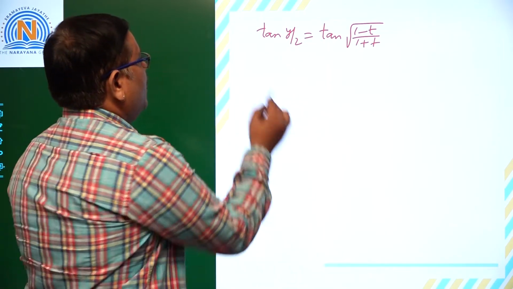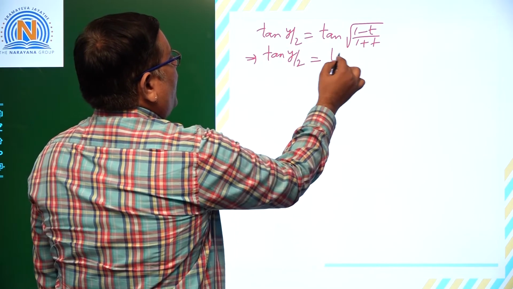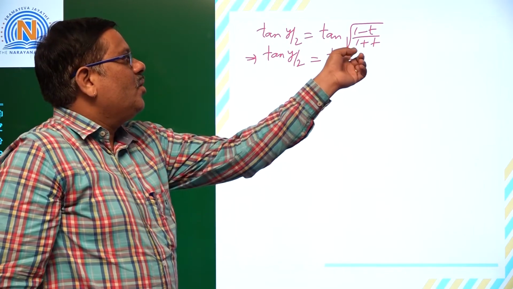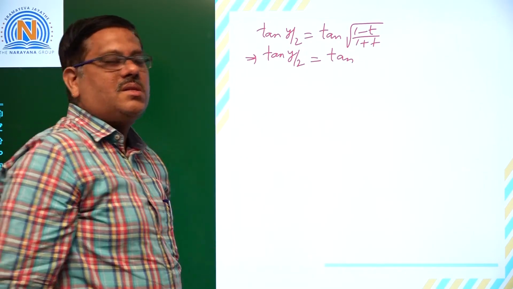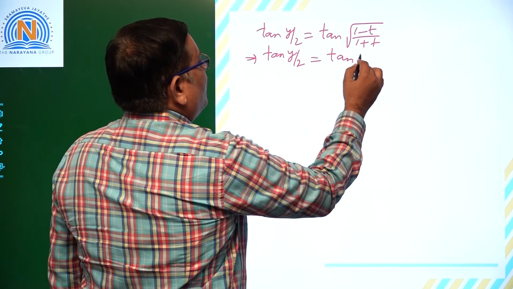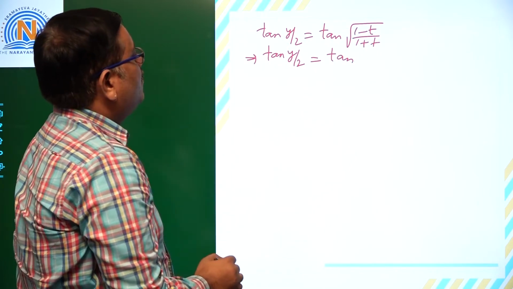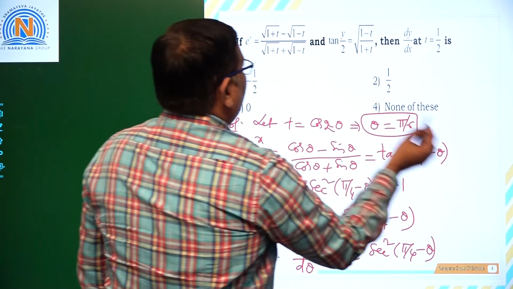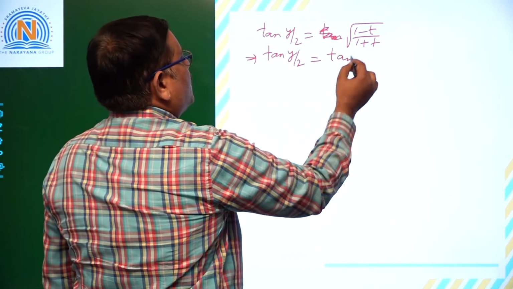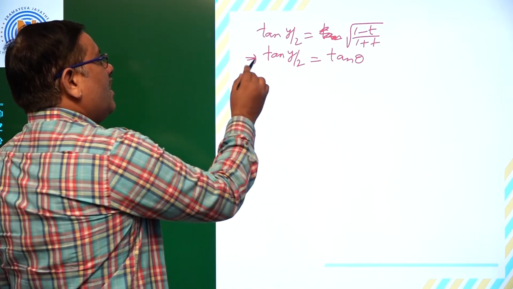Just now we have taken, that implies tan y by 2 becomes, under root of 1 minus t, which is 2 sin square theta by 2 cos square theta. 2 cancels, and finally you are going to have tan theta. There is no extra tan here, so it is simply tan theta for us. So tan y by 2 is tan theta.